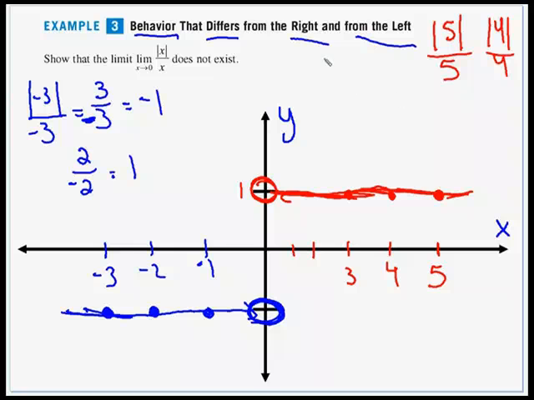Later on, we're going to look at those. We'll have single-sided limits. They're called one-sided limits. But for now, we're just going to look at it as a whole. We're approaching different numbers from the left and the right. So this limit does not exist.